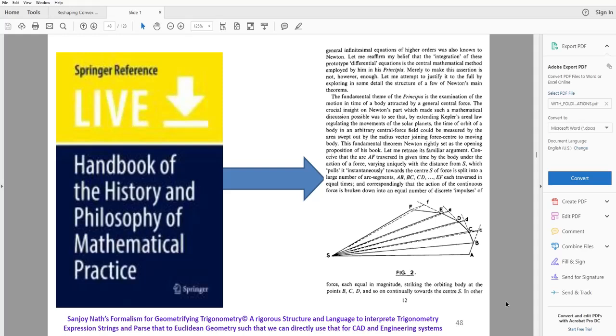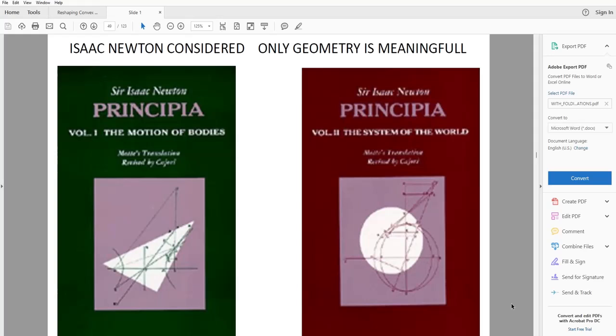Until these things were done, it was not possible for Isaac Newton to develop a parser which can automatically convert the trigonometry expression into a geometry object. So Sanjoy Nath was getting these kind of facilities now, so he could develop these things. Otherwise the idea was there at the time of Isaac Newton also, and the geometry is the reality of the trigonometry expression, and trigonometry expressions talk about the geometry actually.